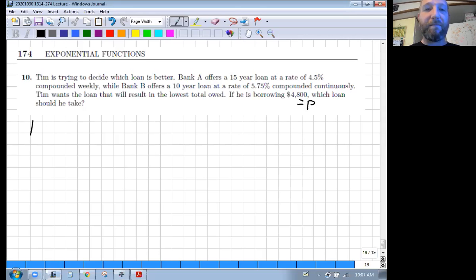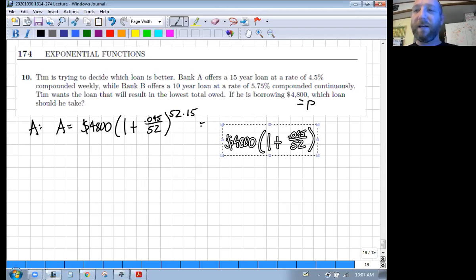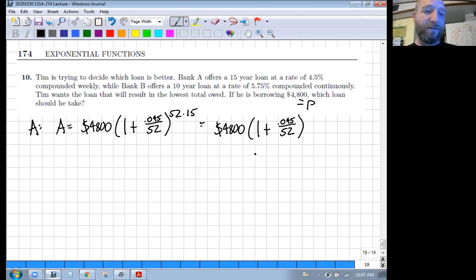Let's look at Bank A. His amount is going to be $4,800. His rate is 4.5%, so 0.045. They're compounding weekly, so N is 52. And Bank A is a 15-year loan. I find it easier just to find that exponent first. This 52 times 15, that's 780.